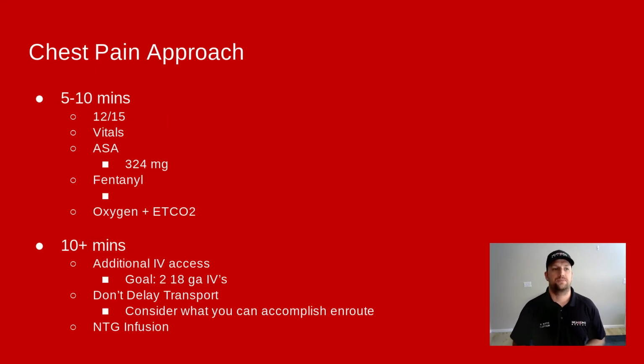Chest pain approach. So in the first 5 to 10 minutes, let's talk about the priorities. First thing, 12-lead, 15-lead. You want to get a photo before you give any medications that can affect it, like aspirin, nitro, fentanyl, etc. Then you want to get vital signs, same as always. Start with a blood pressure. You'll already have the EKG on, SpO2, and then we'll talk about oxygen later, but titrate it.